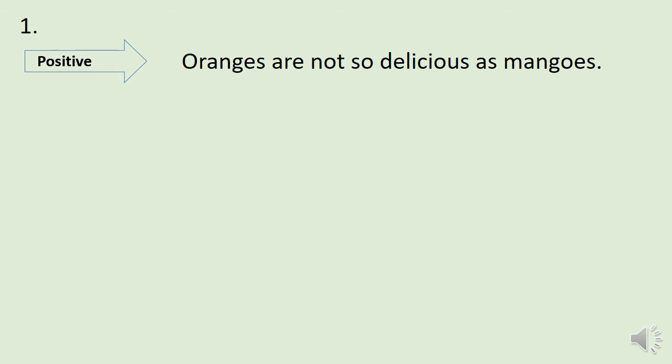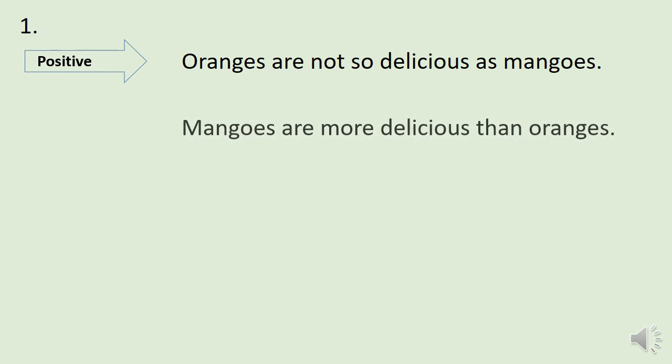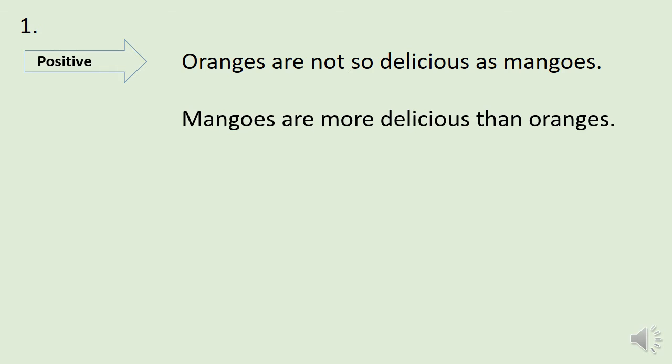Now think about one thing. Can you write this sentence in this way? Mangoes are more delicious than oranges. Here we use more delicious in the place of delicious. And now the sentence is in comparative form. So if we want to change a positive degree into a comparative degree, we have to change the positive form of adjectives into comparative form and rearrange the sentence according to it. Okay.